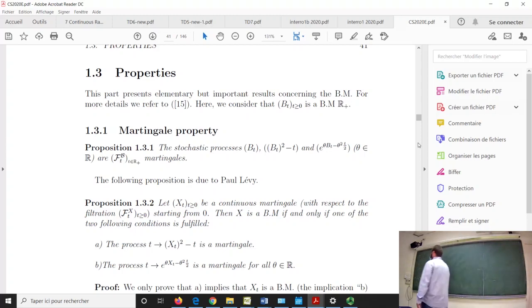So for B_t, I suppose t is strictly greater than s, and I want to compute the expectation of B_t given F_s^B. I want to compute this conditional expectation. If you have understood what I have said before, what I have to do is always make independent increments. So, in order to compute this conditional expectation, I just write B_t as B_t minus B_s plus B_s.